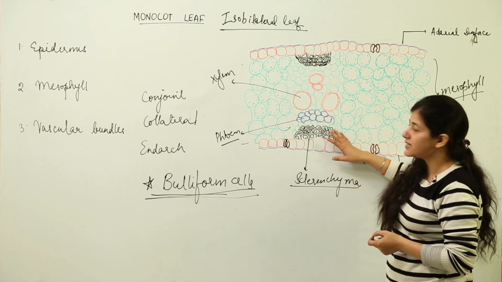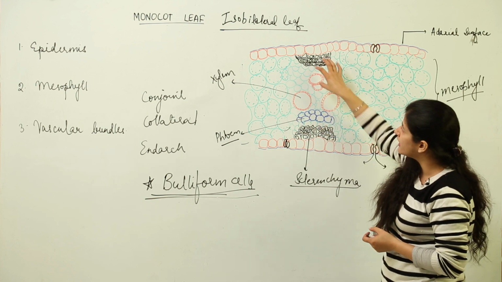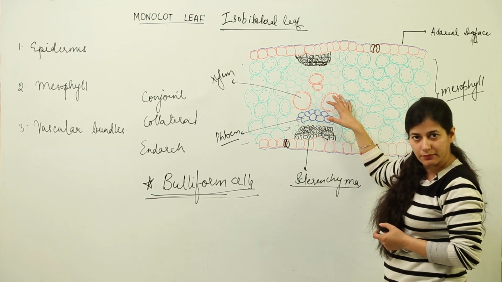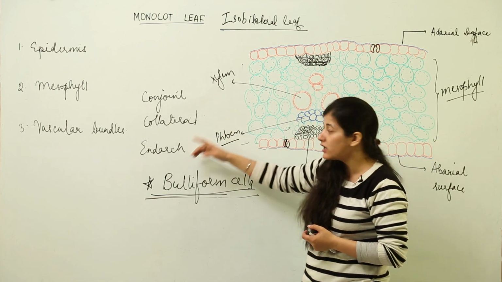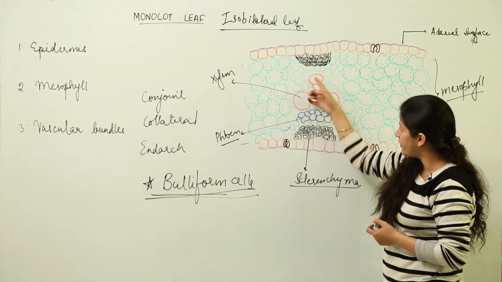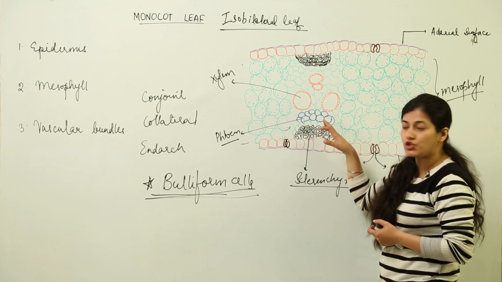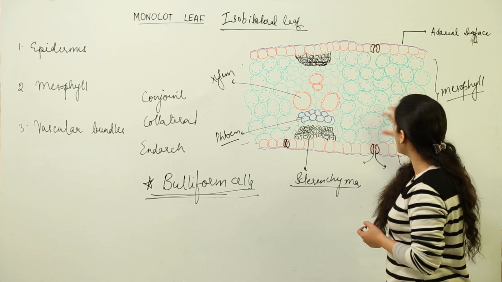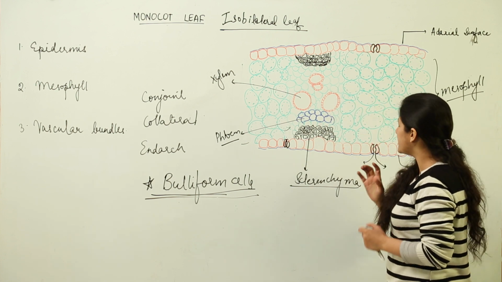This is the vertical section where you have upper epidermis, lower epidermis. A patch of sclerenchyma surrounds the vascular bundles. The vascular bundles are conjoined, collateral and endarch. What you see in the red color is the xylem, and the blue representation shows the phloem. We have the mesophyll cells which are rich in chloroplast. There are a little bit of air spaces present.